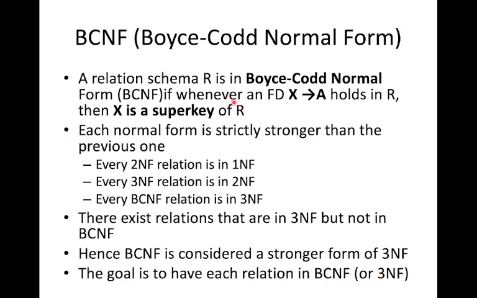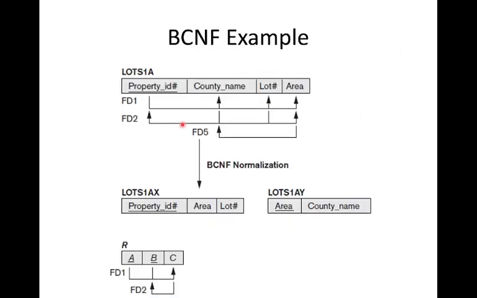This is the same as the third normal form condition. The only thing is that the second condition in third normal form has been removed, that for X to A, either X is a super key or A is a prime attribute. That A is a prime attribute has been removed, and this is the only condition: X should always be a super key of R. Okay, so we will see that example.